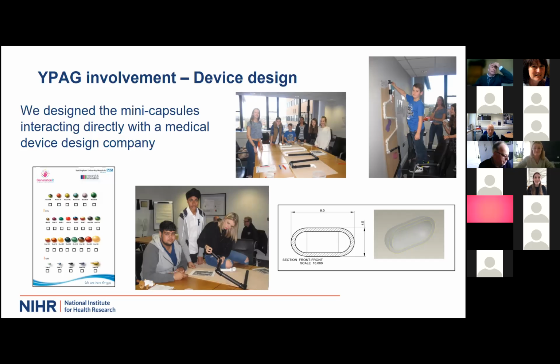On the left there, you can see myself and the rest of the YPAG helped to influence the size and shape of the mini capsules. And I think this is really important because as young people, we have a different insight into what might be most comfortable for the participants that are going to be using these capsules. Next slide, please.